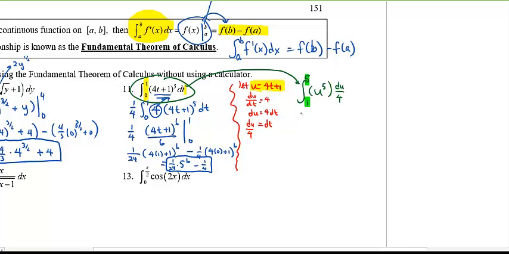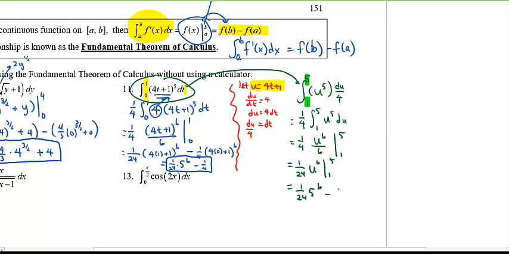Let's go ahead now and anti-differentiate. Actually, I'm going to pull up the 1/4 first. Now I'll anti-differentiate. I forgot some equal signs, I'm sorry. Here we go. u to the power 6 over 6. Evaluate from 1 to 5. So once again, 1 over 24 u to the power 6, evaluating from 1 to 5. 1 over 24, 5 to the power 6, minus 1 over 24 times 1 to the power 6, which is, of course, just 1 over 24.